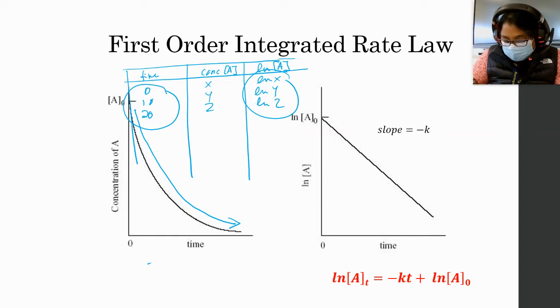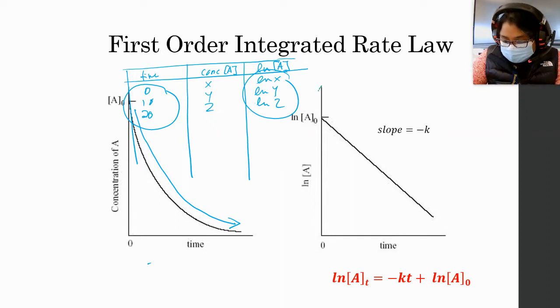Because this data would actually, if you plot time and just concentration, you wouldn't get a straight line. So it's definitely not zero order. You would get a curve like this, okay? If you get a straight line for time and concentration, that's zero order. If you get a straight line for time and natural log, that's first order, okay?